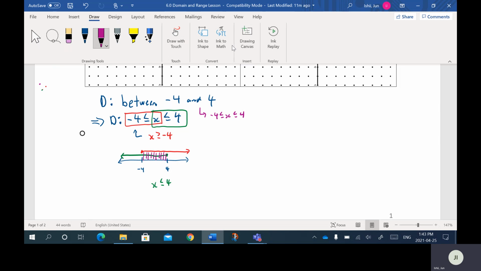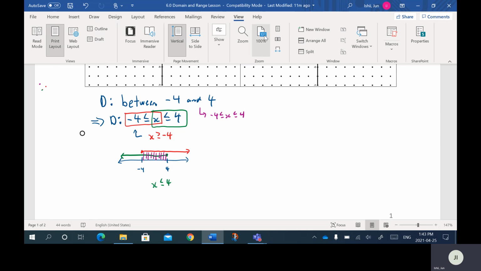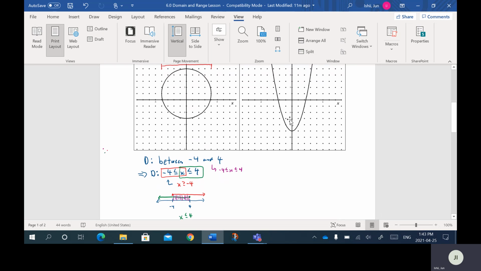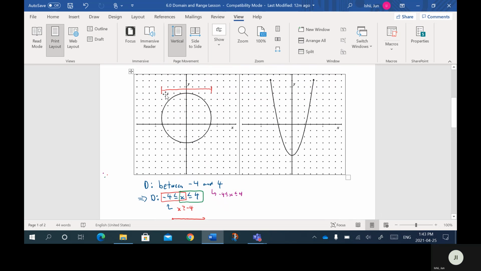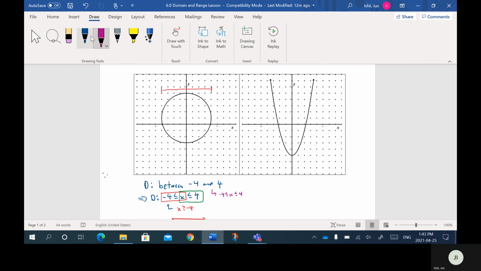So if I zoom, all right, we can see here that the domain of this graph is between -4 and 4. So this would be the domain. Now the range is the set of all possible y values.